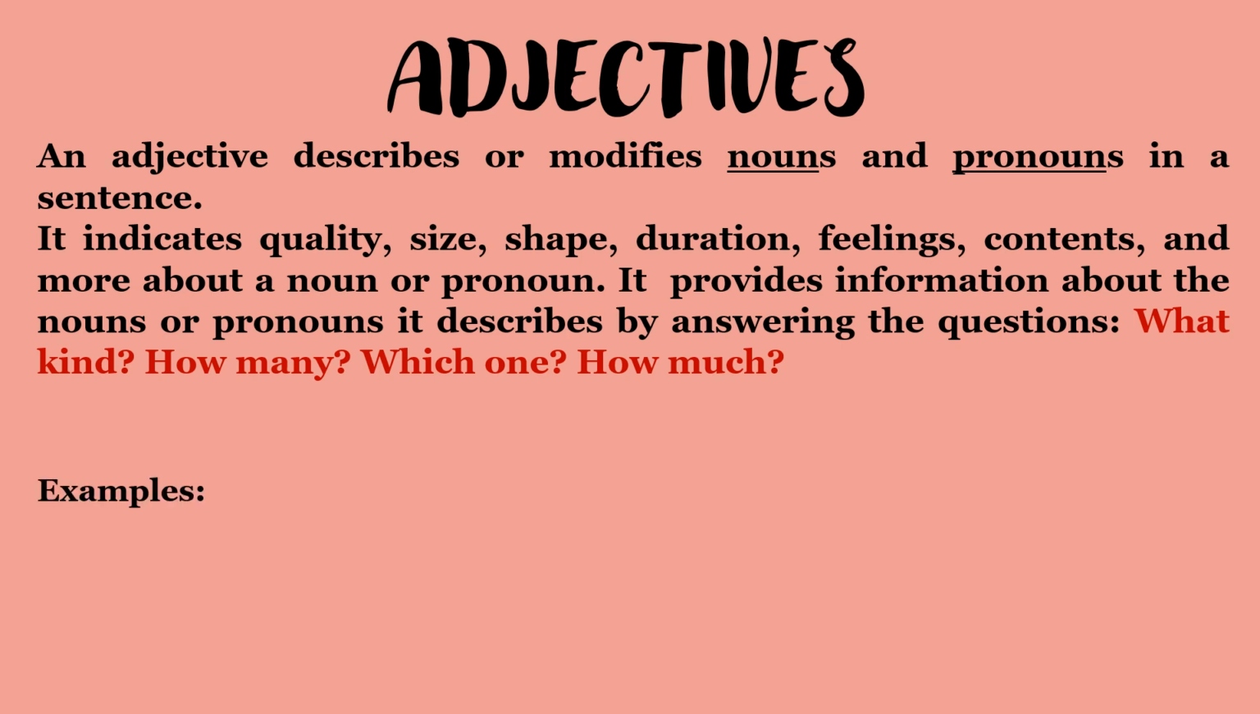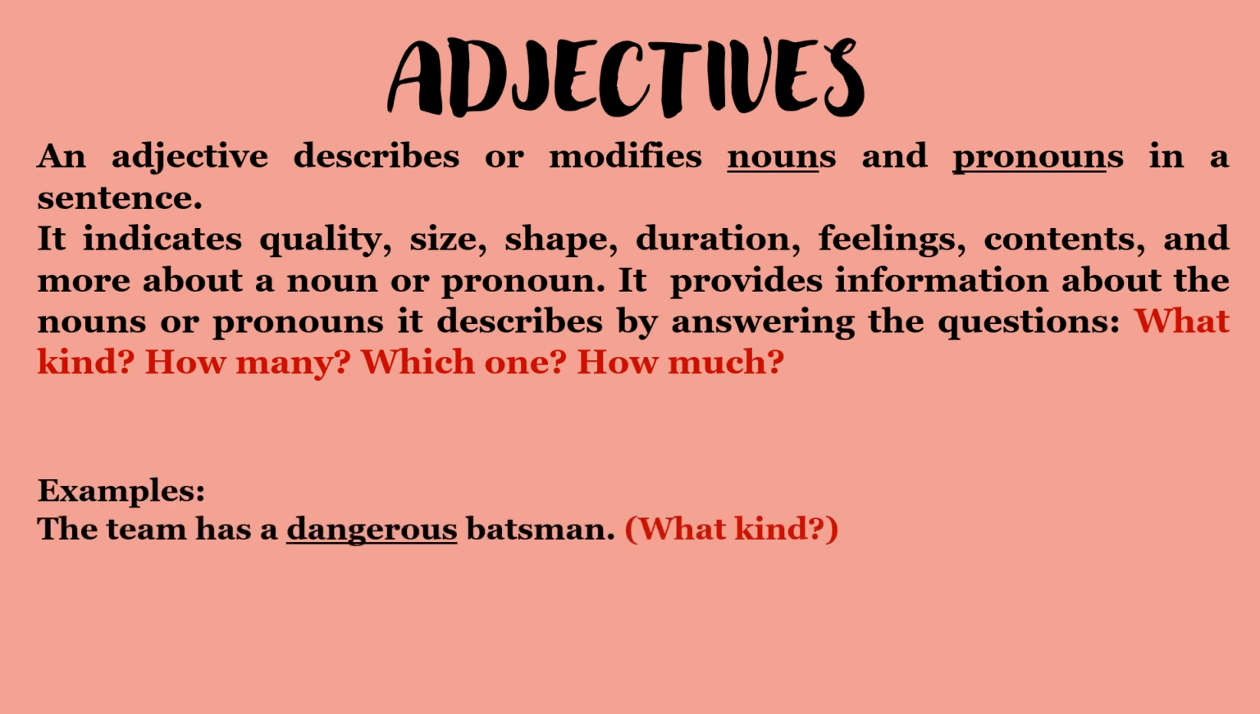For example, the team has a dangerous batsman. What kind of batsman? A dangerous batsman. So now we are describing the noun batsman by saying that he is dangerous. Similarly, I have 10 candies in my pocket. Now, candies is the noun. I'm asking the question how many? And I've got an answer, 10. Therefore, 10 becomes the adjective because it modifies the noun candies.